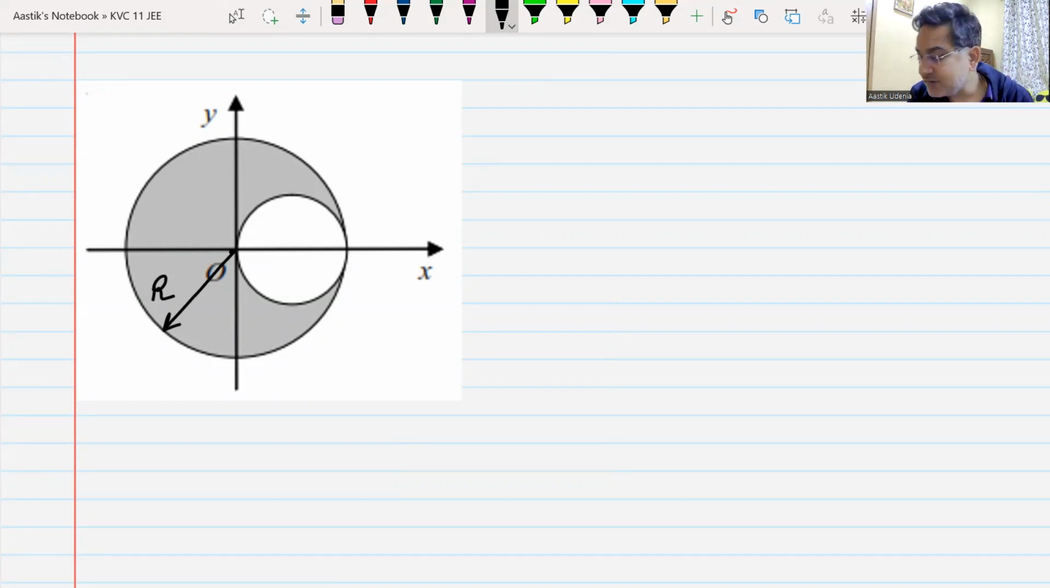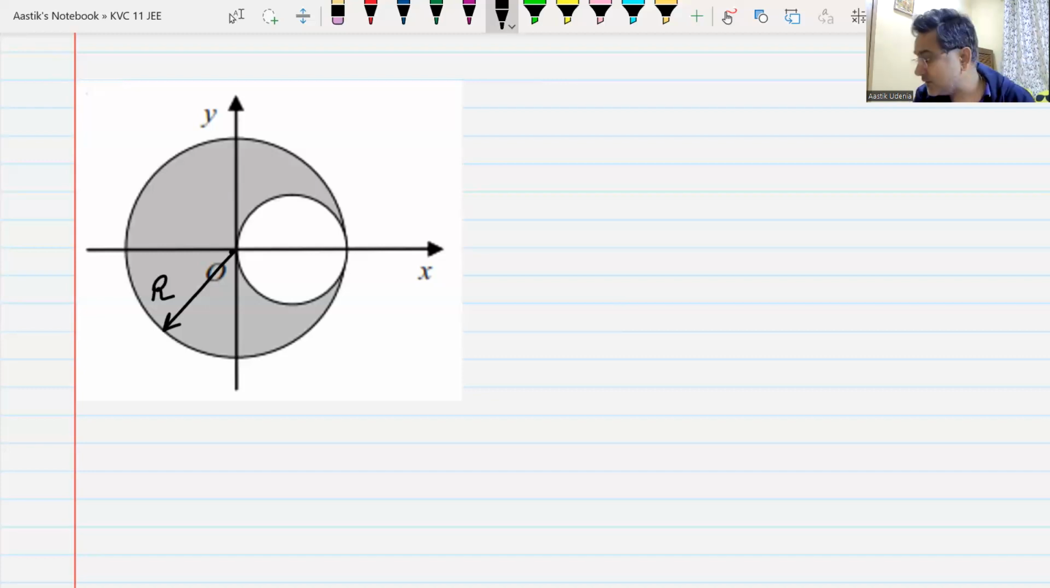It is a uniform disk. Can you find out the center of mass of this disk with the hole? The only information that is given to you is the radius. Rest, whatever is required, you will have to assume it on your own.